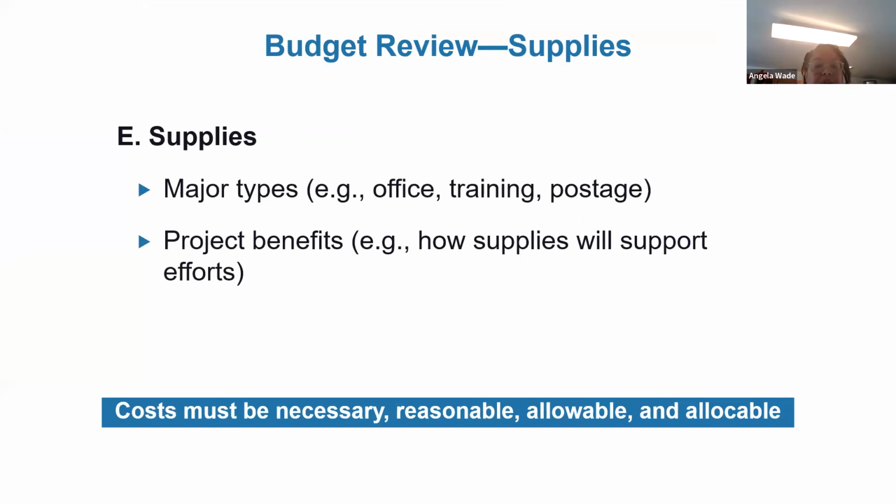So the supplies category. The supplies category has those items of equipment that, again, fell underneath the threshold for capitalizing equipment. It also includes your office supplies, and if you're hosting a conference, any supplies you may need for that conference. It may include charges for postage. Again, you want to itemize that information out. And you also, in the narrative, let us know how these supplies are going to actually help support your grant program. What benefit does it provide? Next slide, please.